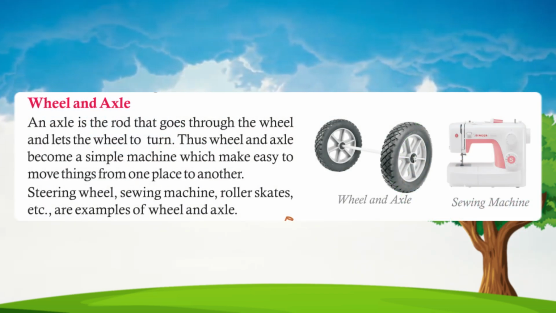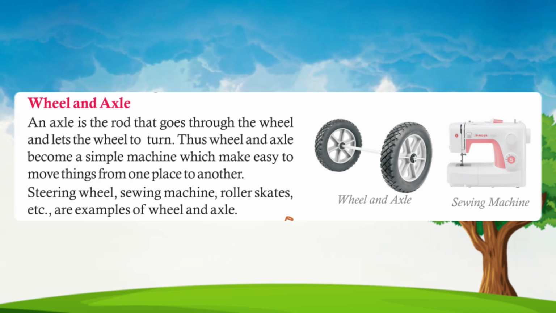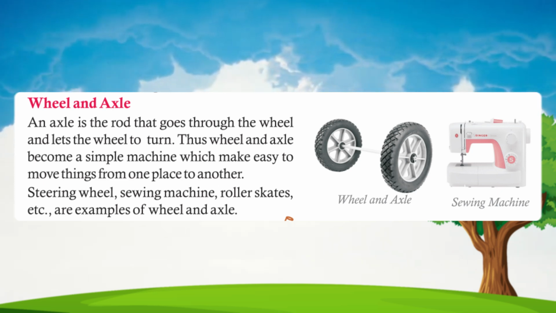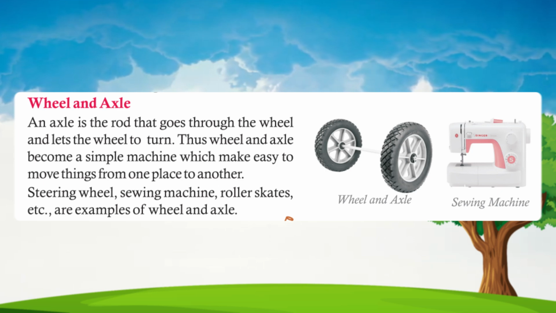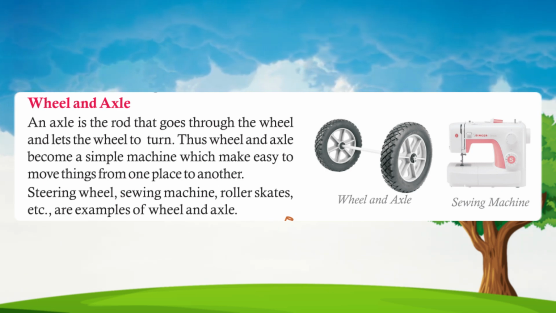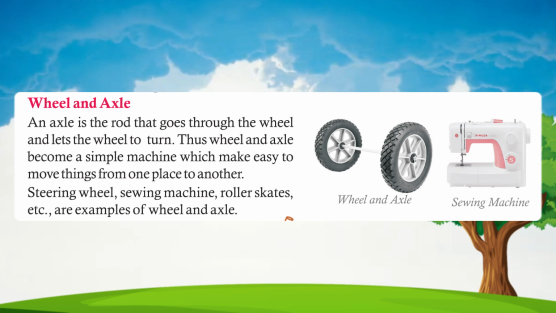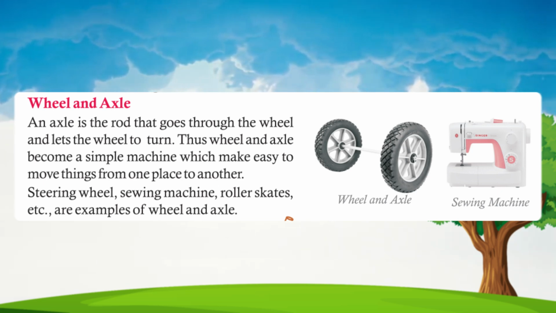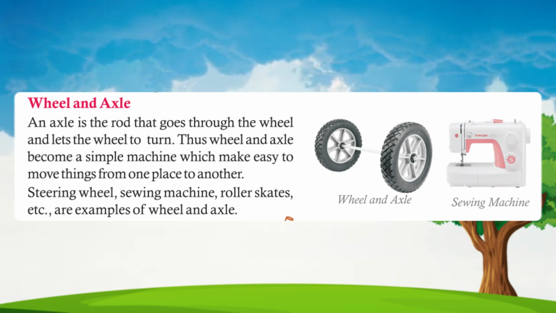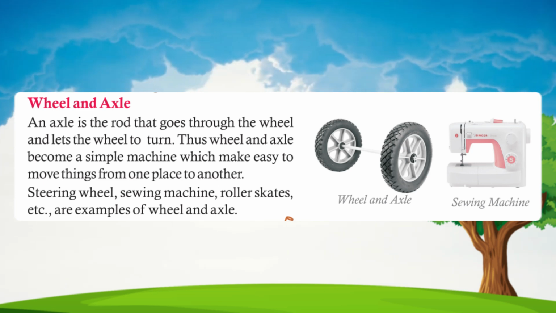Wheel and axle. An axle is the rod that goes through the wheel and lets the wheel turn. Thus wheel and axle become a simple machine which makes it easy to move things from one place to another. Steering wheel, sewing machine, roller skates, etc. are examples of wheel and axle.